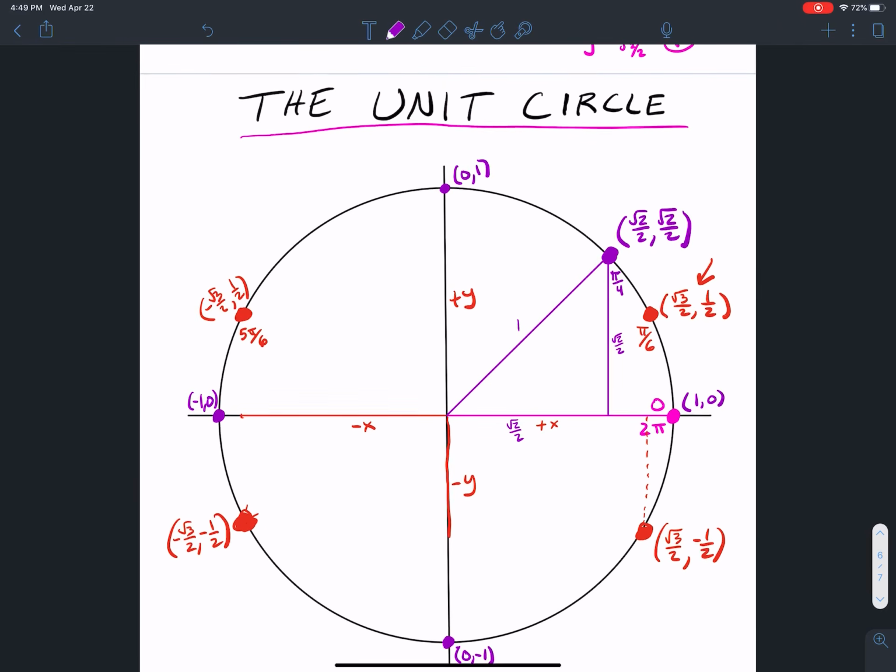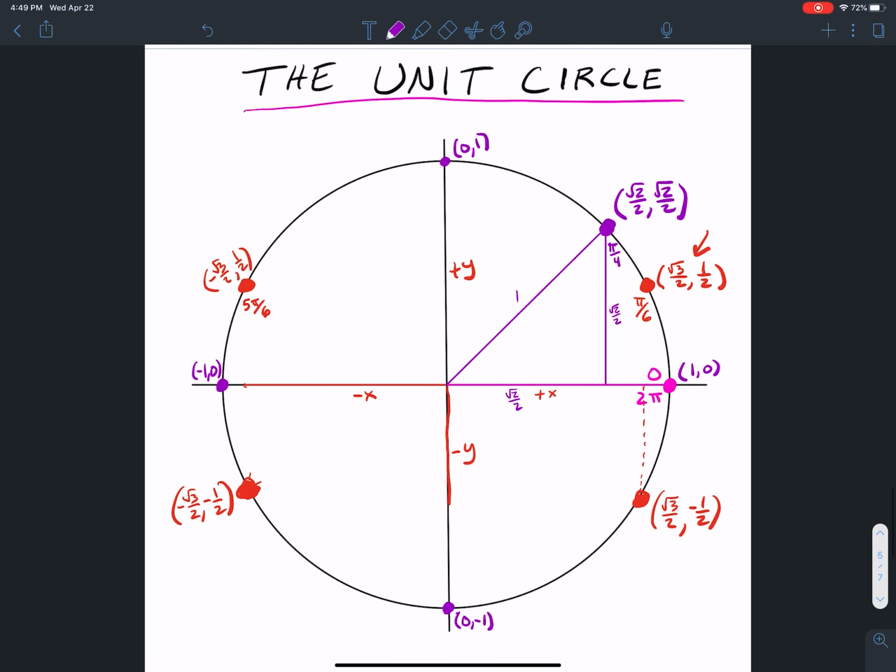Which ones do we get for free here? Okay, so what do we get for free here? We get the point reflected across the y-axis. The x value becomes negative, so it's negative square root 2 over 2, comma, square root 2 over 2.